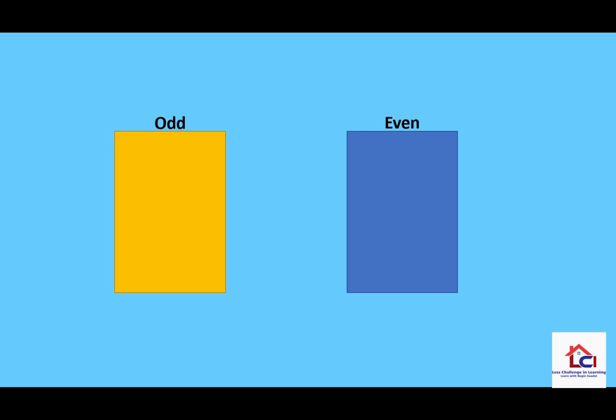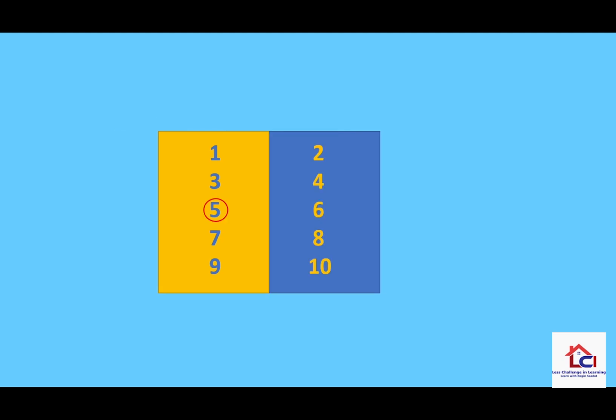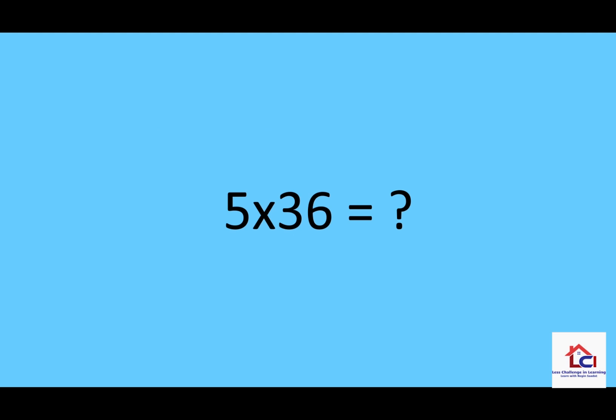Just focus on odd and even numbers. As you know, in the odd group we have these 5 numbers, and in the even group we have these numbers. So today we are going to work on the 5 timetable. Do you know how to get the answer of this multiplication easily? At the end of this video, you will be able to find the answer without a calculator.